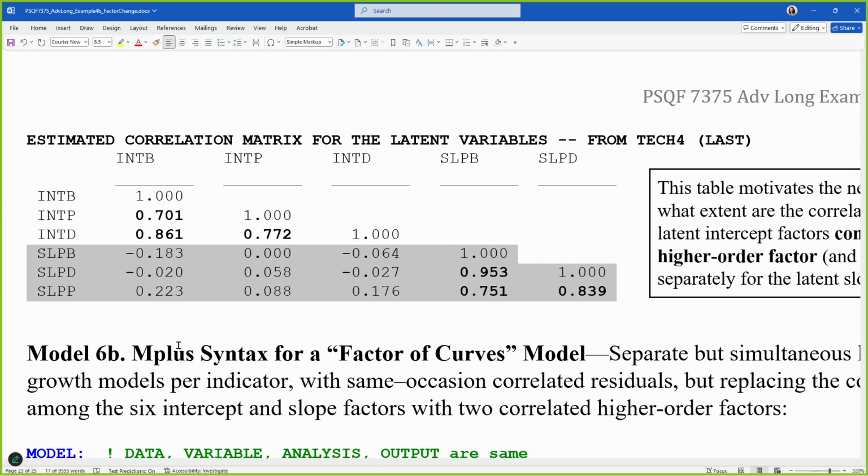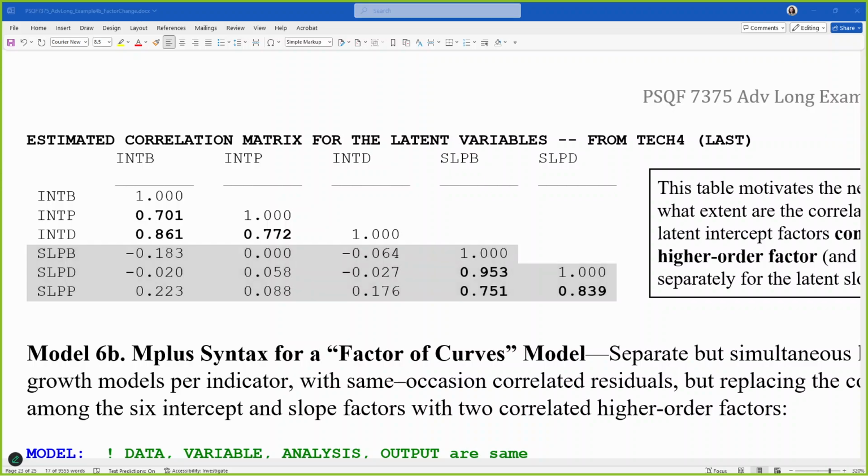So we have three outcomes. That means that we have enough information to fit a latent factor for each. So that's the grand finale. This is a factor of curves model, where I'm going to dump factors on top of my factors, but they're in the opposite order.